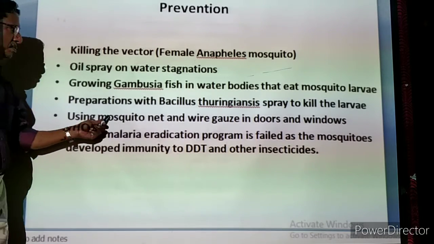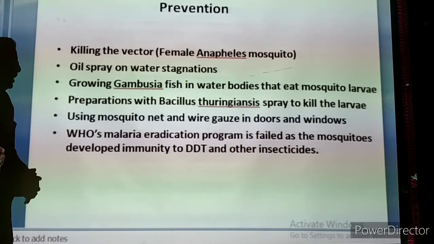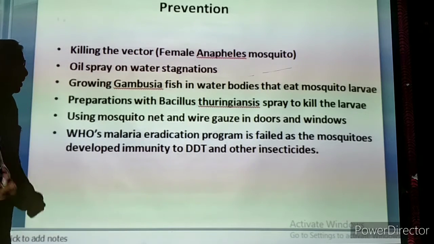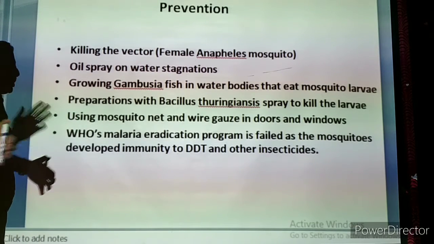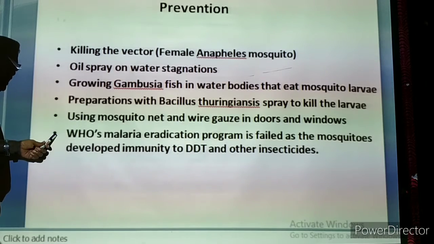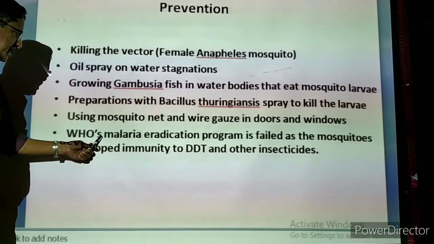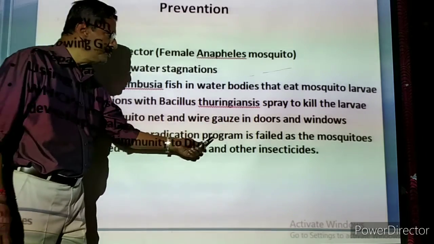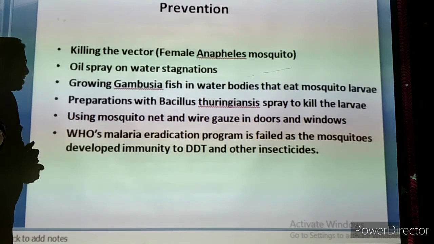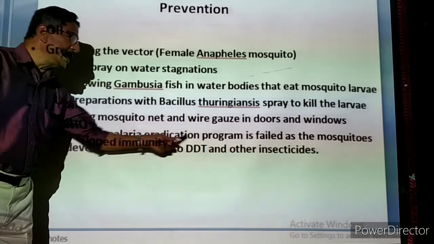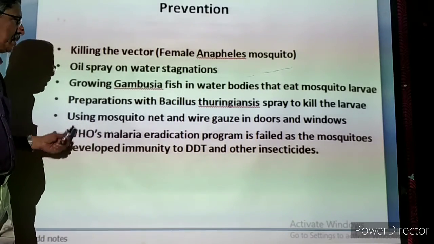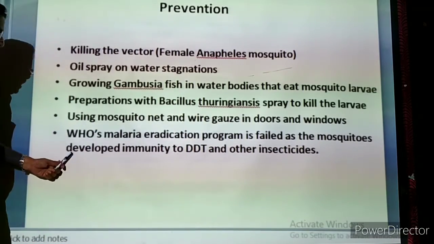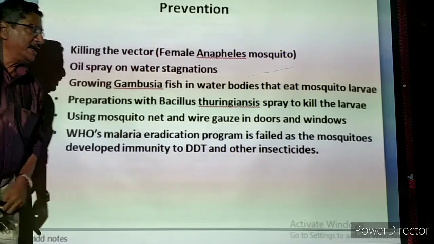Next point, using mosquito net. Whenever we are sleeping, we can use a mosquito net, and wire gauze in the doors and windows. In the doors and windows, the wire gauze must be there, so that mosquitoes from outside will not enter into the house. Then, according to the World Health Organization, the WHO's malaria eradication program has failed. The World Health Organization came out with one technology to eradicate the malarial parasite, but the program failed, as the mosquitoes developed immunity to DDT and other insecticides.